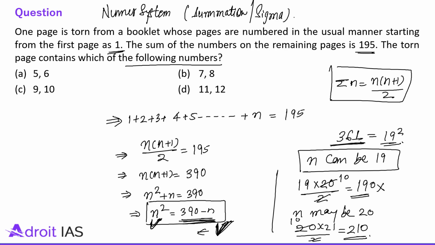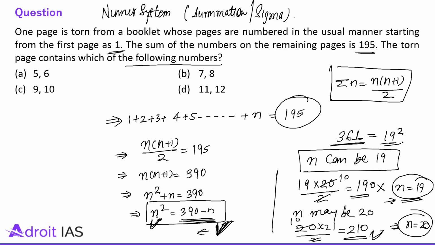See everybody, why am I taking n as 20 and not 19? The reason is, if I take n as 19, I get the sum as 190. But here the sum is given as 195. So that's why I'm taking n as 20. So the booklet contains 20 pages first of all. The first thing is this.